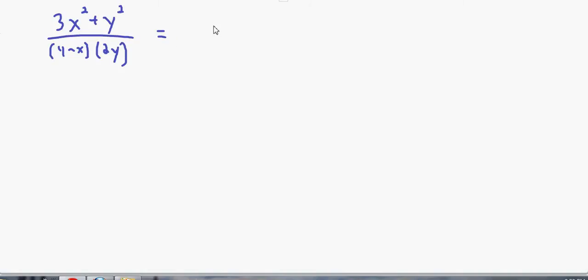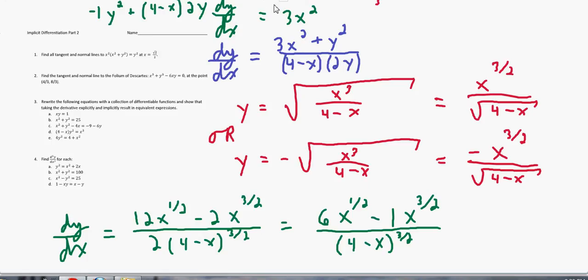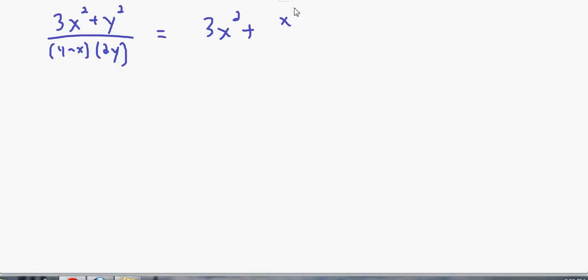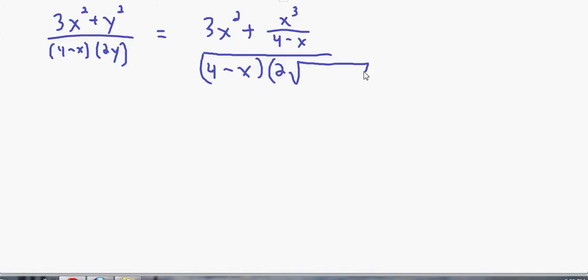And that's going to equal 3x squared plus, now we got to plug in y. This thing squared is just x cubed over 4 minus x. So it's x cubed over 4 minus x, all over 4 minus x, times 2y, which is 2 square roots of x cubed over 4 minus x.